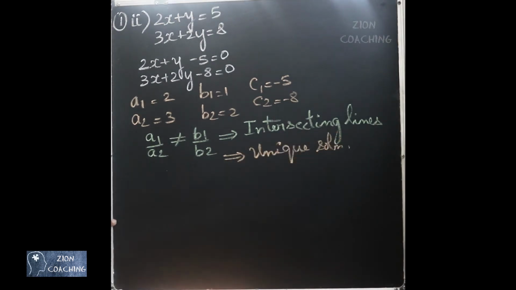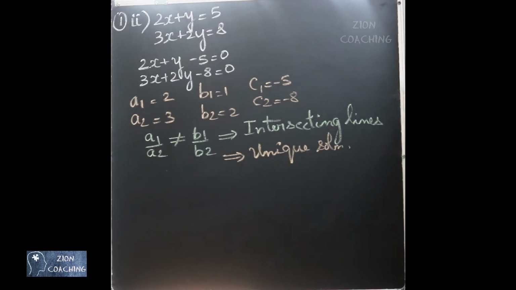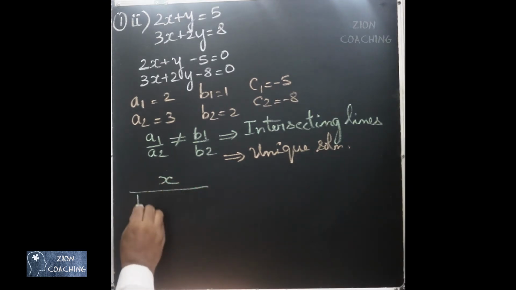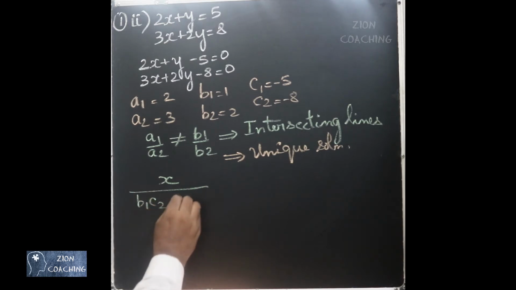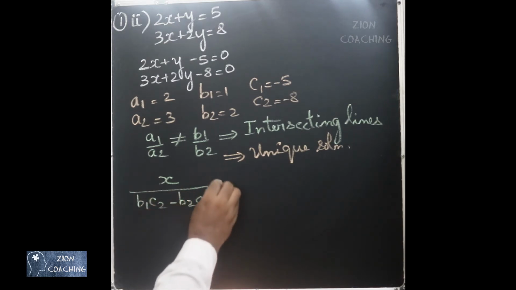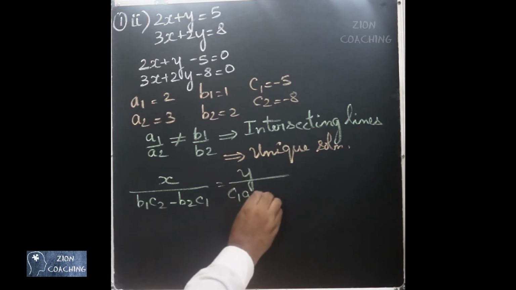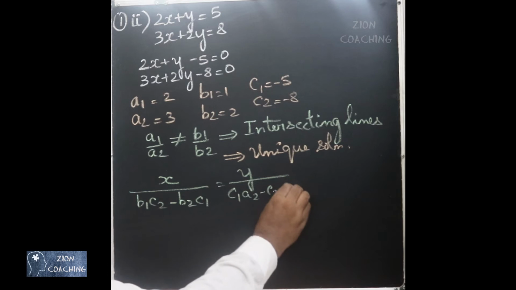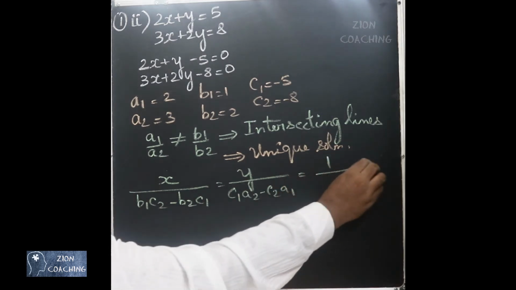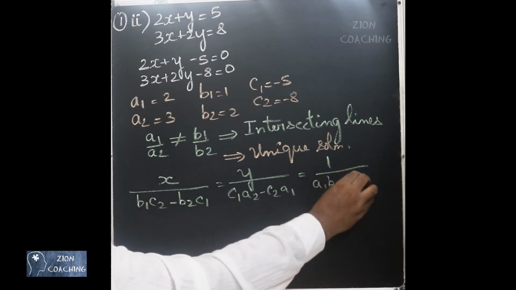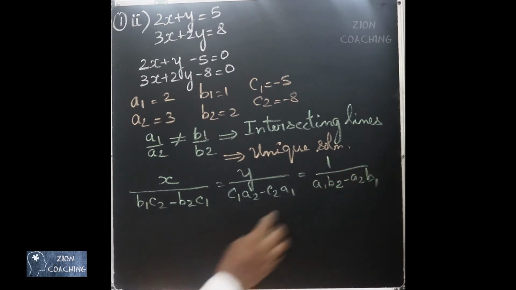Now we are going to find that unique solution using the cross multiplication method. The formula for cross multiplication method is x by b1 c2 minus b2 c1 equal to y by c1 a2 minus c2 a1 equal to 1 by a1 b2 minus a2 b1. We are going to substitute the values.